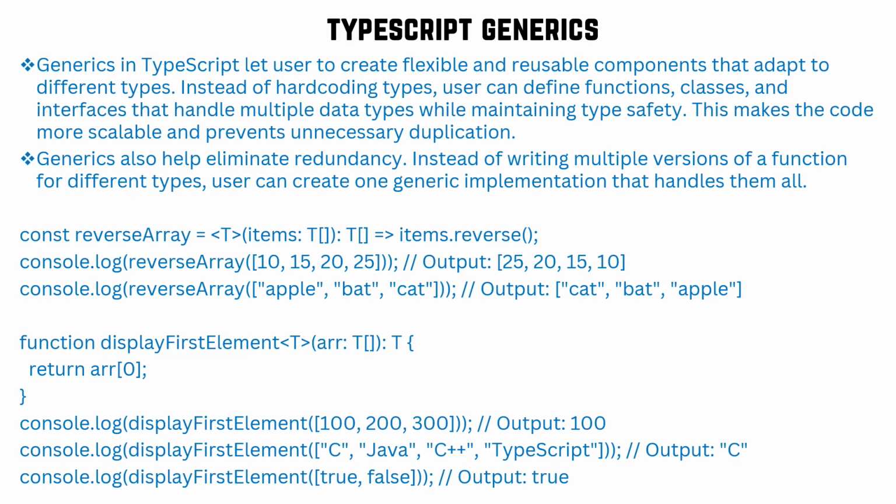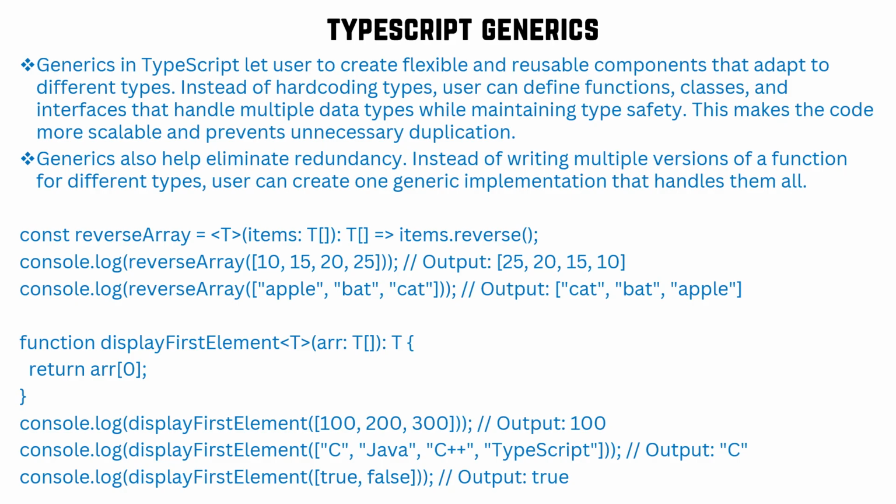Whenever in the same object, or same function or same class, I want to define a variety of data, how will I use it? So I need to use TypeScript generics. Generics in TypeScript help users create flexible and reusable components that adapt to different types. You can handle all the different types, primitive and non-primitive data types, together. Instead of hard coding the types, users can define functions, classes and interfaces that handle multiple data types while maintaining type safety. This makes the code more scalable and prevents unnecessary duplication.